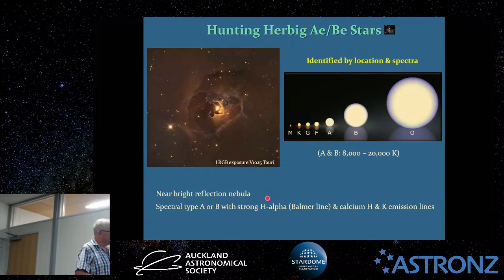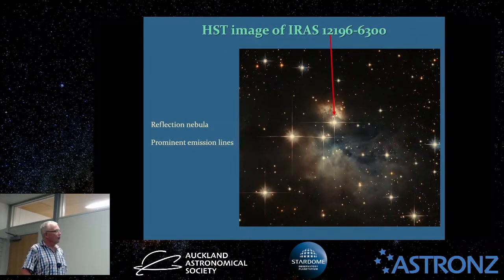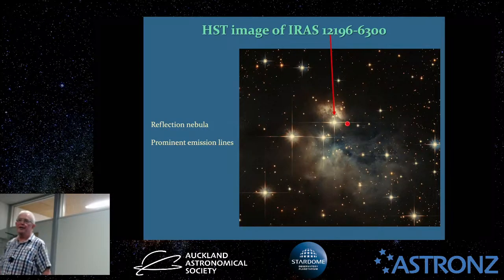So the near reflection nebula, spectral type A or B, with your temperature up to about 20,000 degrees. And as I mentioned earlier on, they have really strong hydrogen alpha and these calcium H and K emission lines. Those are all emission lines in visual wavelengths. Okay, and here it is here. Here's an image of one such Herbig object, of a Herbig star. Here's your blue reflection nebula going on, and if you looked at that under your spectroscope, you'd see these prominent calcium H and K lines.